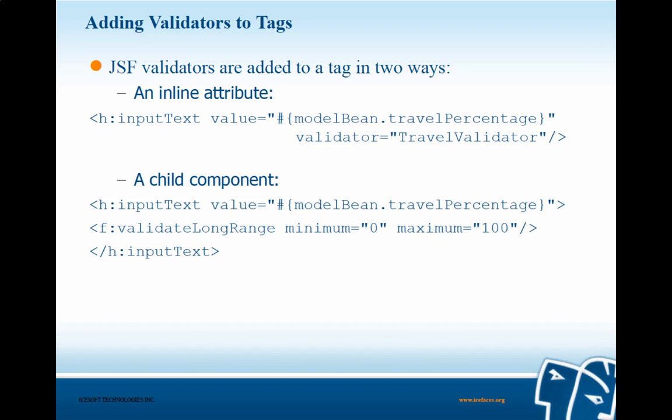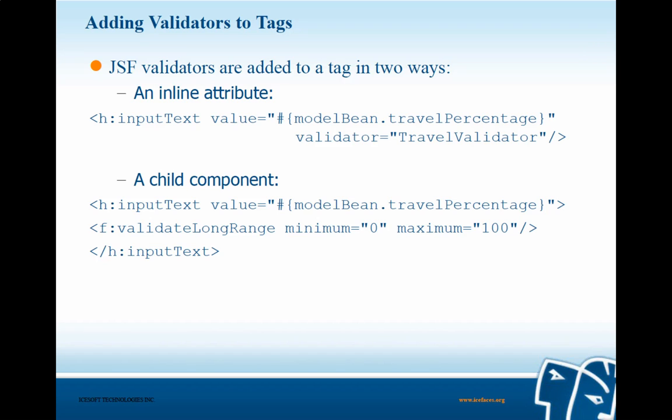JSF validators can be added to a tag in one of 2 ways. First, as an inline attribute. So here we have an input text with a value binding to a property travel percentage. And we've also specified a validator attribute, which corresponds to a validator called travel validator.